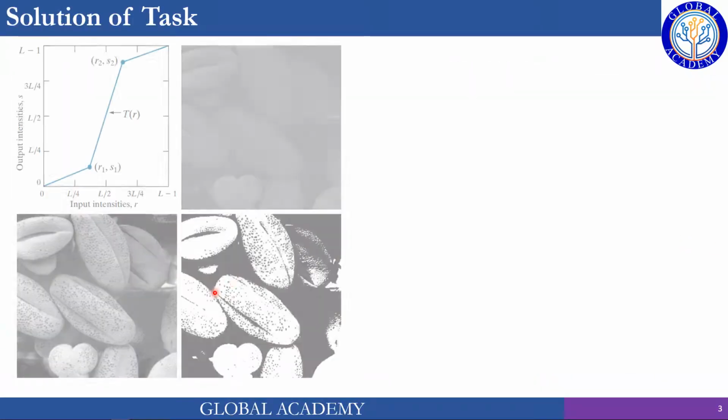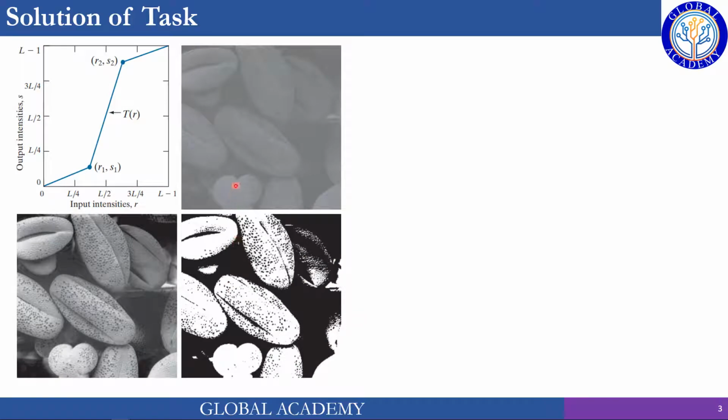So, solution of the task which I shared in the last lecture. So I shared this task at the end of last lecture. Here is my solution. But remember, this is not the only solution.